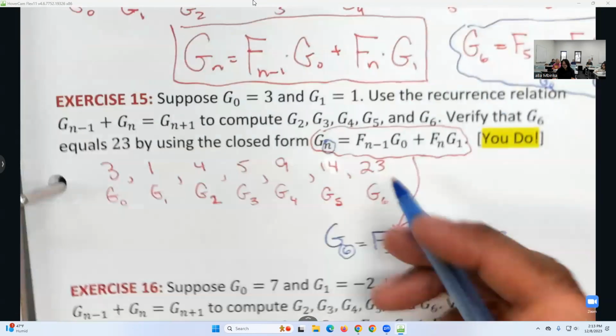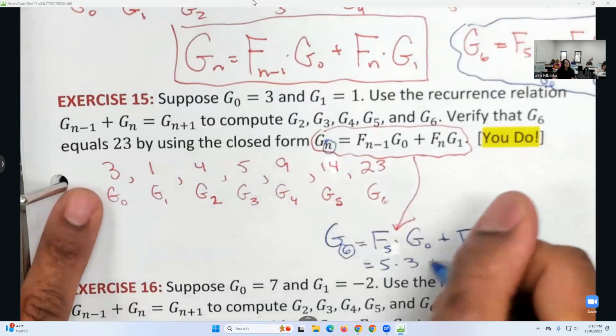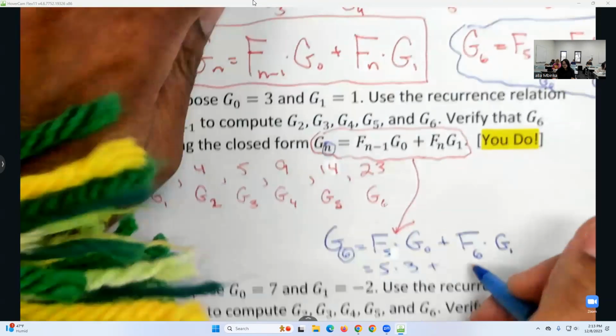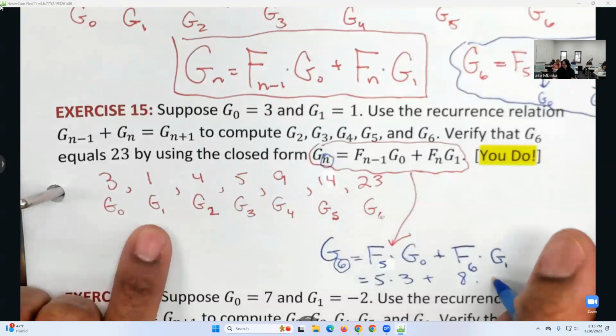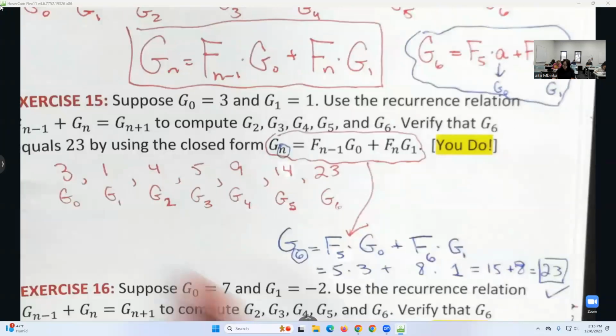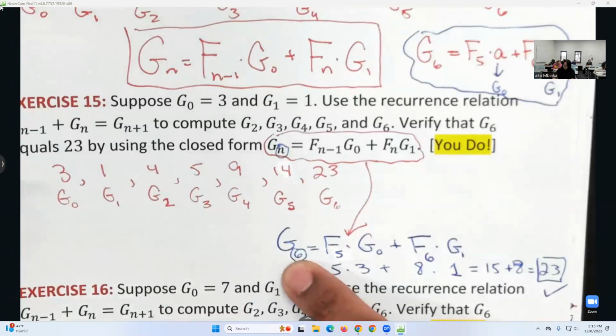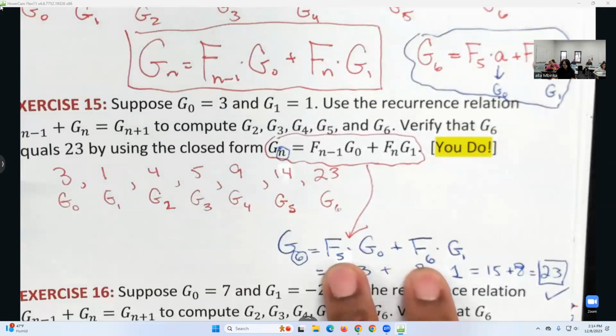Okay, so we know F5 because that's 5. We know G naught because that's given to be 3. We know F6 because that is the number 8. So 8. And we know G1, that's given to be 1, the other initial condition. And so we took this all together. We get 15 plus 8, which is 23. Yay! So this is a way to get at the 7th Fibonacci term without calculating the previous terms. Of course, you do need to know F5 and F6 in order to do this.